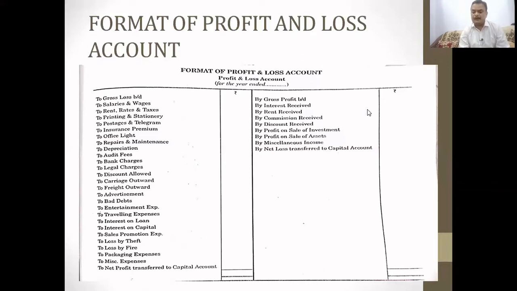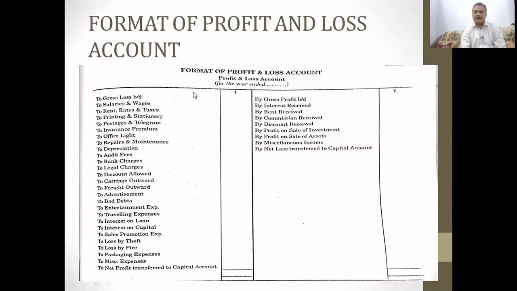All types of revenues and gross profit are shown on the credit side of the profit and loss account. So gross profit, which occurred on the debit side of the trading account, will now show on the credit side of the profit and loss account. Gross loss, which occurred on the credit side of the trading account, will now show on the debit side of the profit and loss account.